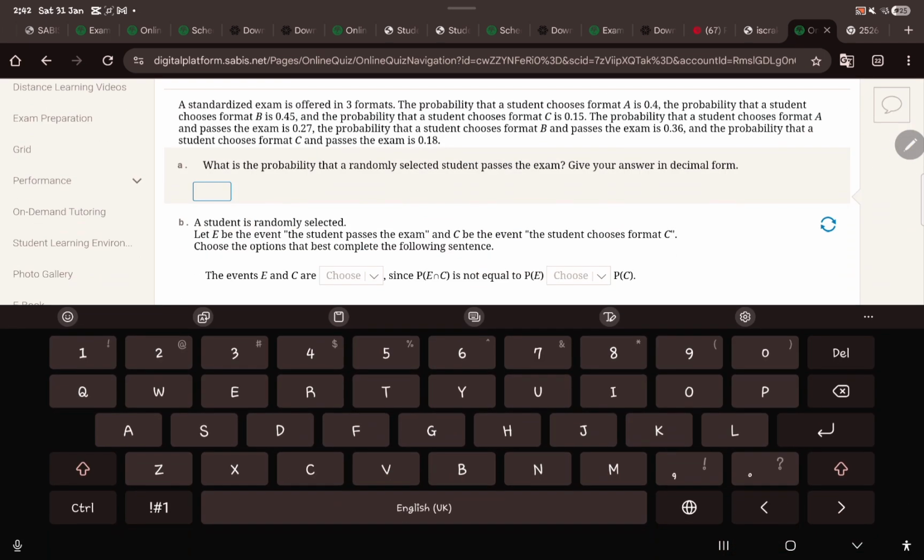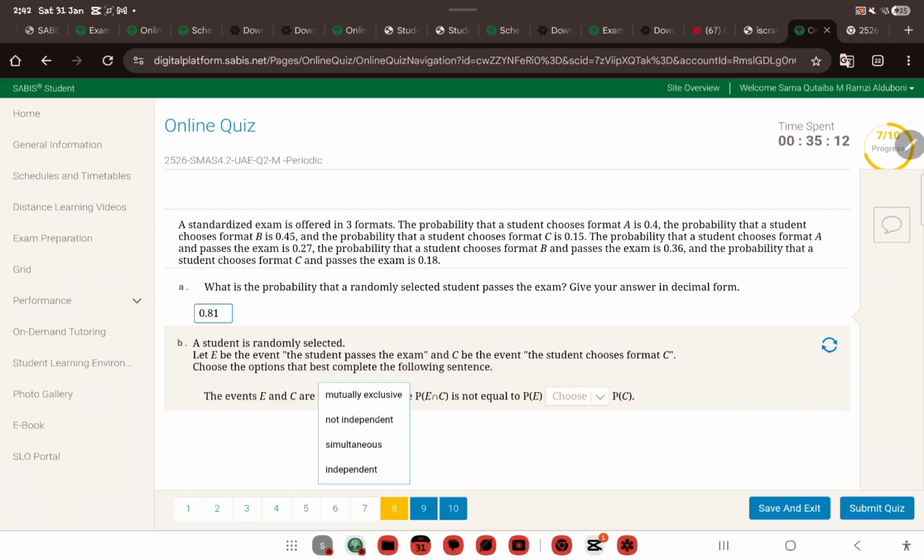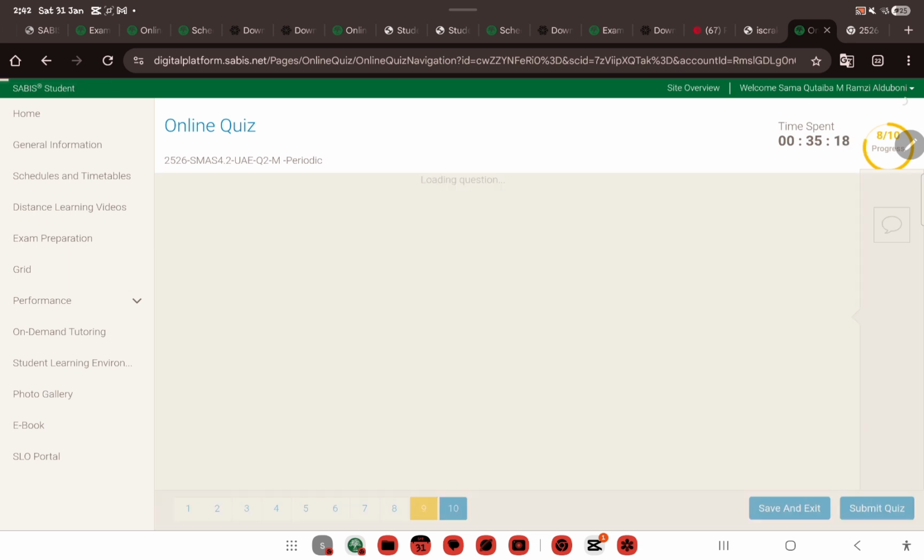So 0.81, they're not independent. Okay. Question 9.